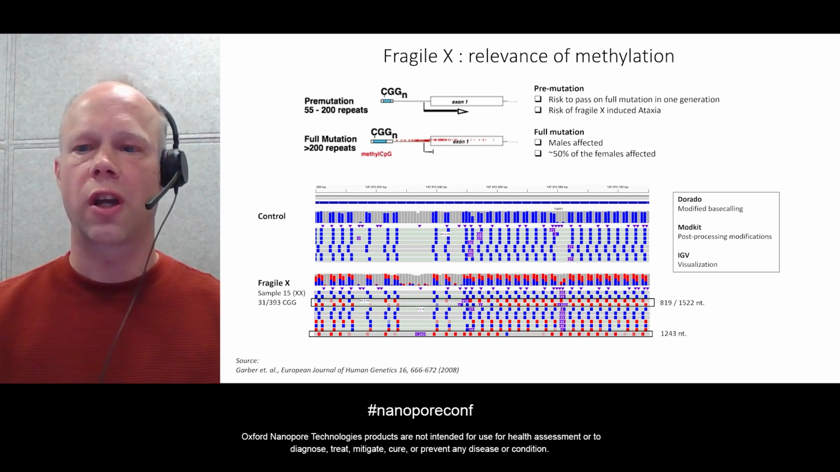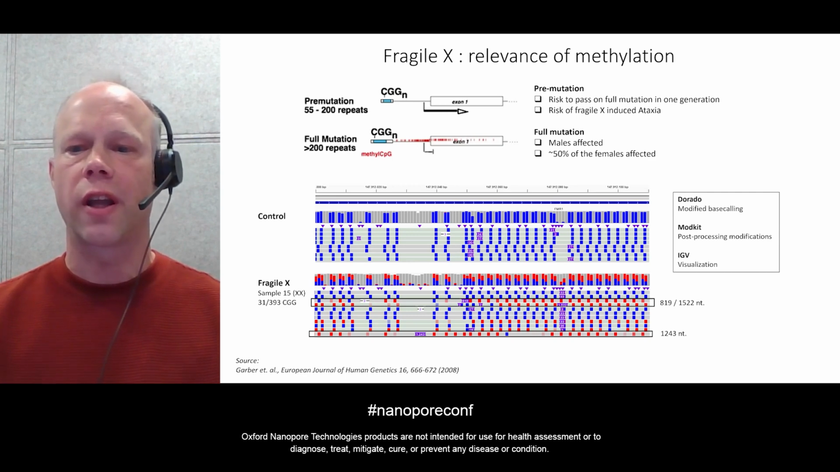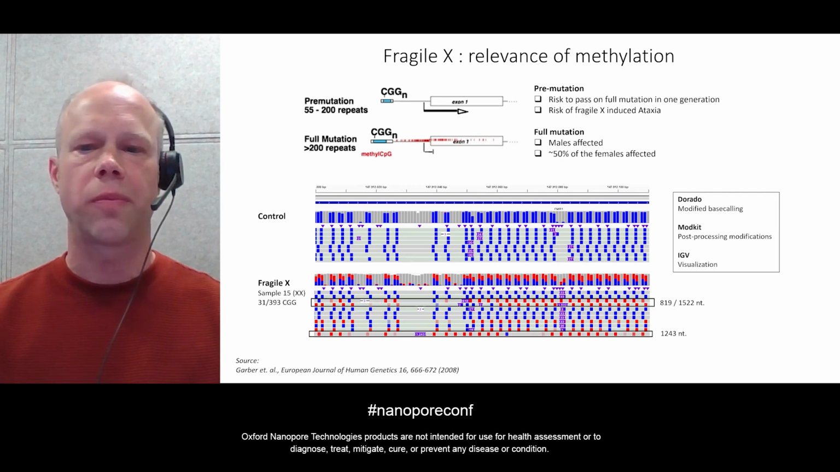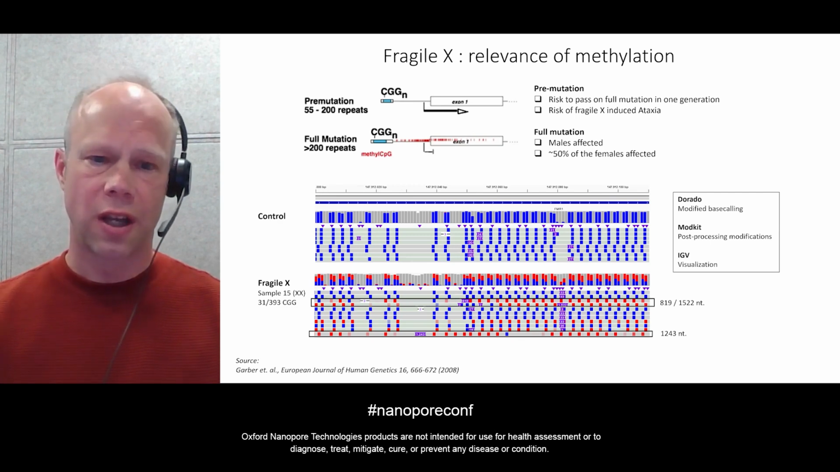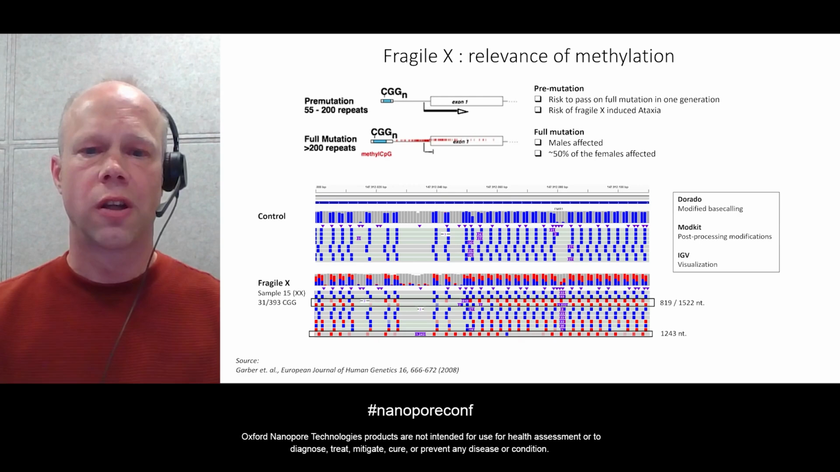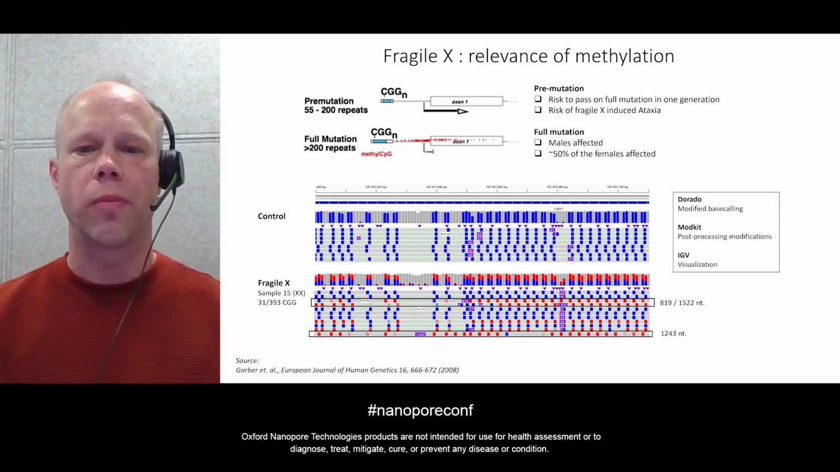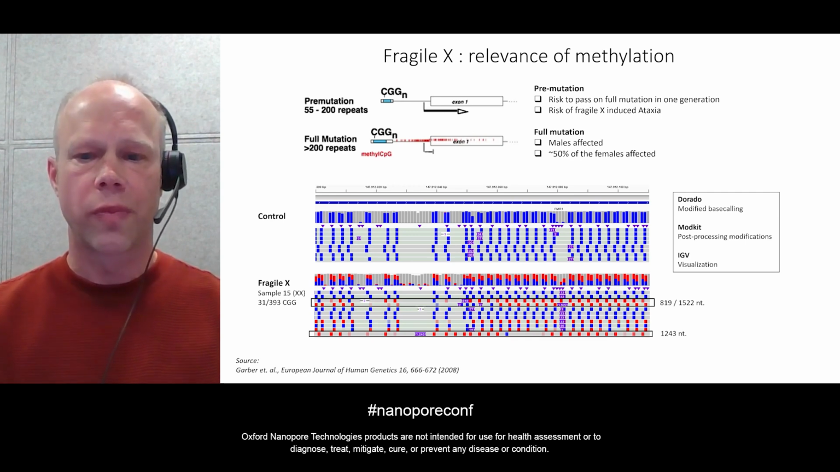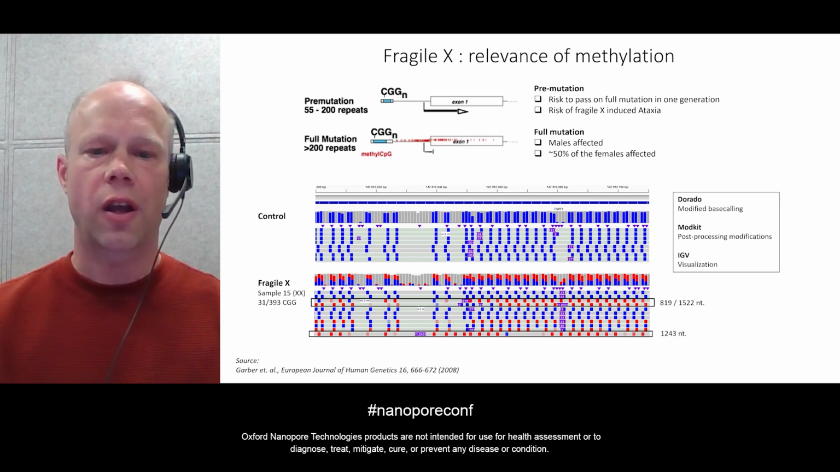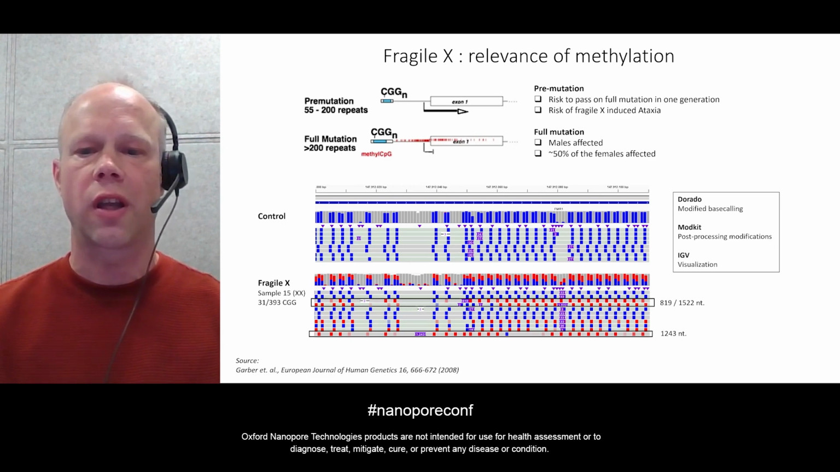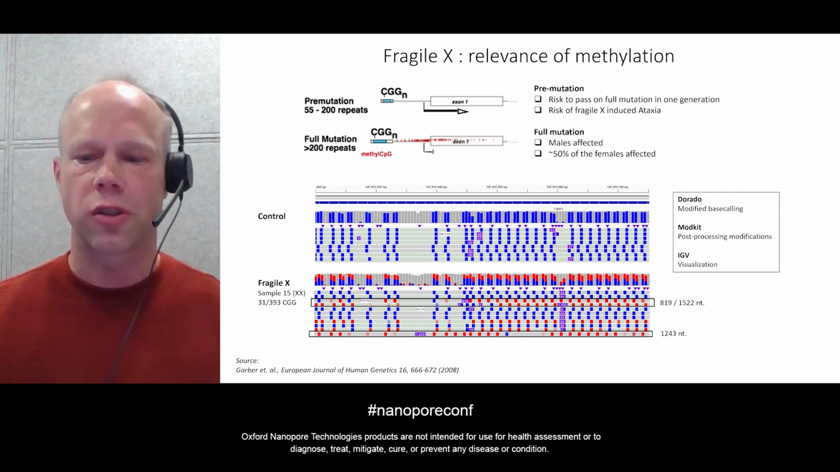If we use Dorado for modified base calling and Modkit for post-processing, then we can see the methylation results in the IGV browser. In the control situation you see an unmethylated pattern, which you see in blue, but with a Fragile X sample, you see a methylated and an unmethylated pattern, and you see that the methylated pattern, which is depicted in red, is most times there in the longer sequences.